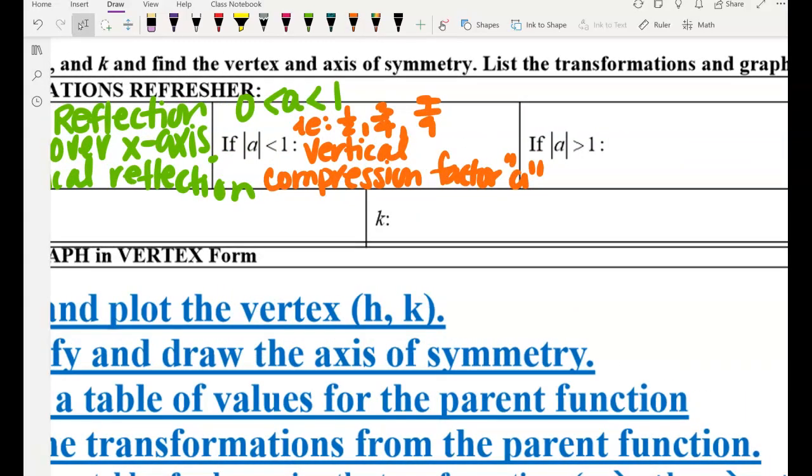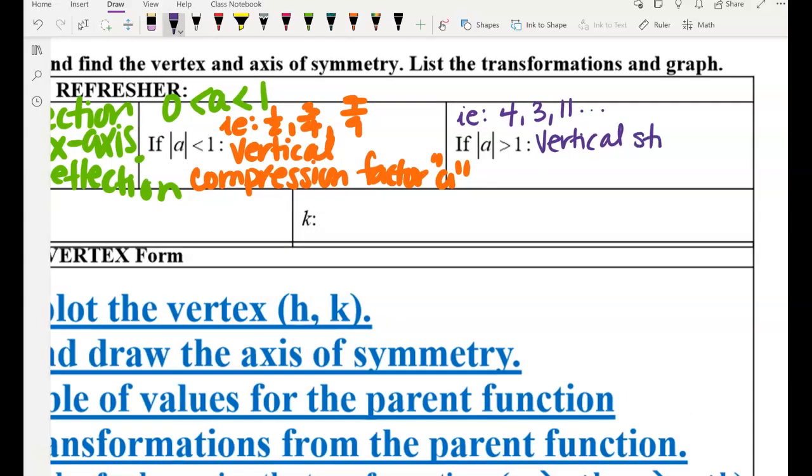Now, if a is bigger than 1, so i.e. like 4, like 3, like 11, whatever number is bigger than 1, then this is going to be a vertical stretch. Vertical stretch.